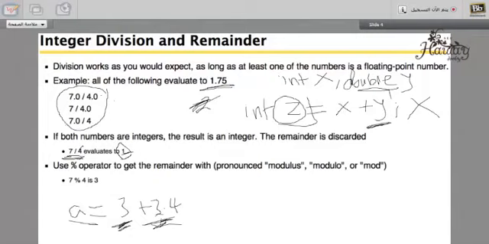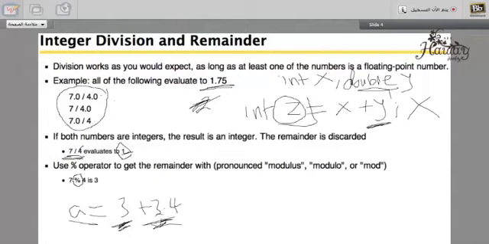Now, what if you want to find the remainder, al-baqi? Obviously, 7 divided by 4 is 1, and the remainder is 3. Now, how do we work out the remainder? We have another special symbol for the remainder. It is the percentage sign. It is used for the remainder.